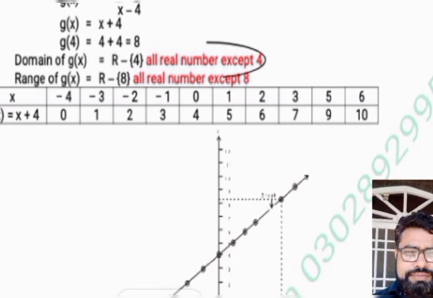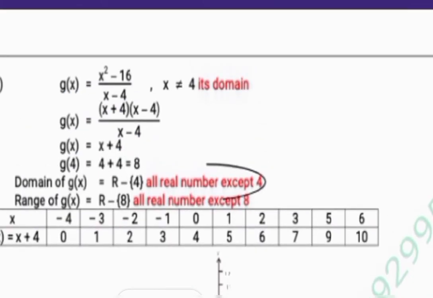If we put some values in the function, that is g of x is equal to x plus 4, if we put minus 4, the answer is 0. At minus 3 there is 1, at minus 2 there is 2, at minus 1 it is 3. You can put 4, 5, 6 values. It's a linear function. You can put only 2 points, you can get a graph, but remember that this is a domain, that is x is not equal to 4.